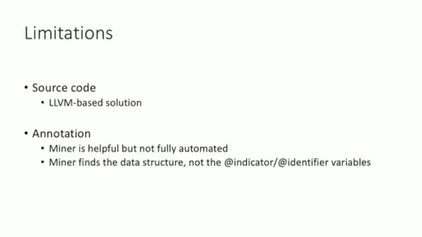The second one is annotation. It's not fully automated. We have the miner, but it just identifies the data structure. Actually, we need to identify the indicator and identify variables. Still one more step to go.